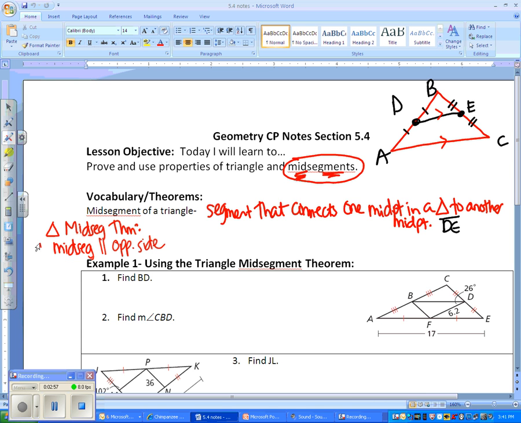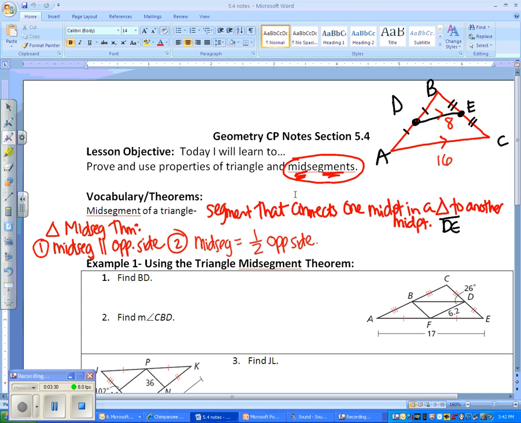Another thing that's cool about the midsegment, there's two things that are cool. The other thing that's cool is that this segment is exactly half of this segment. So if, let's say I told you that this midsegment was 8, well that means that this whole entire thing would be 16. So how they write that is they say that the midsegment will always be half of the entire opposite side. Okay, so those are two really neat things.